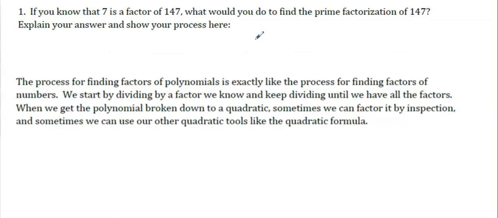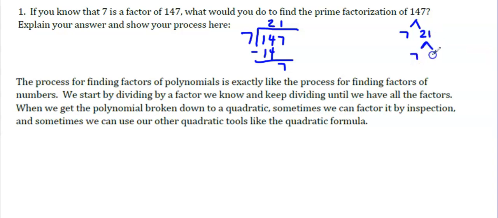form. If you know that 7 is a factor of 147, what would you do to find the prime factorization of 147? Well, I would make a factor tree. And I know that 7 is one of the factors, so then I can divide 7 into 147. So 7 into 147 is 21. Now 21, I know that 7 is a factor of 21, and when I divide 7 into 21, I get 3. So the prime factorization is 7 squared times 3.